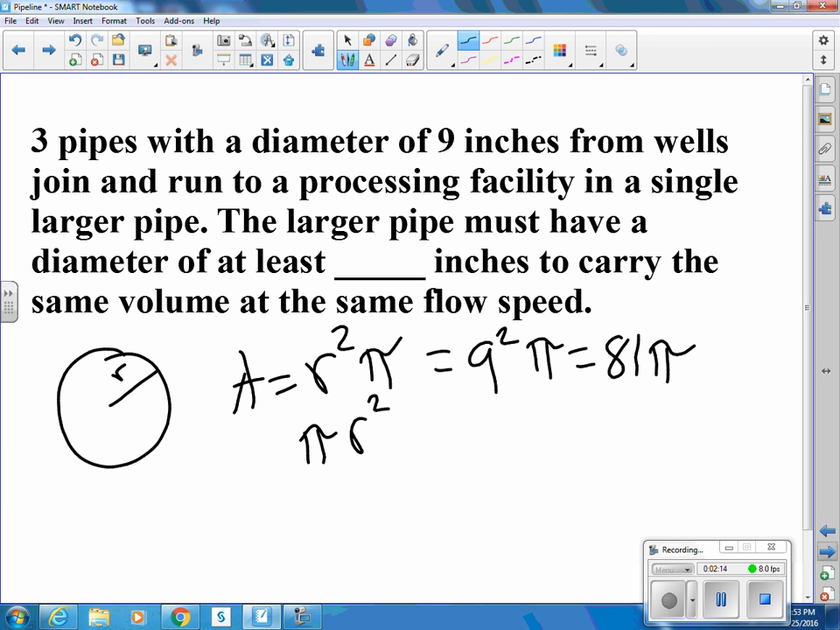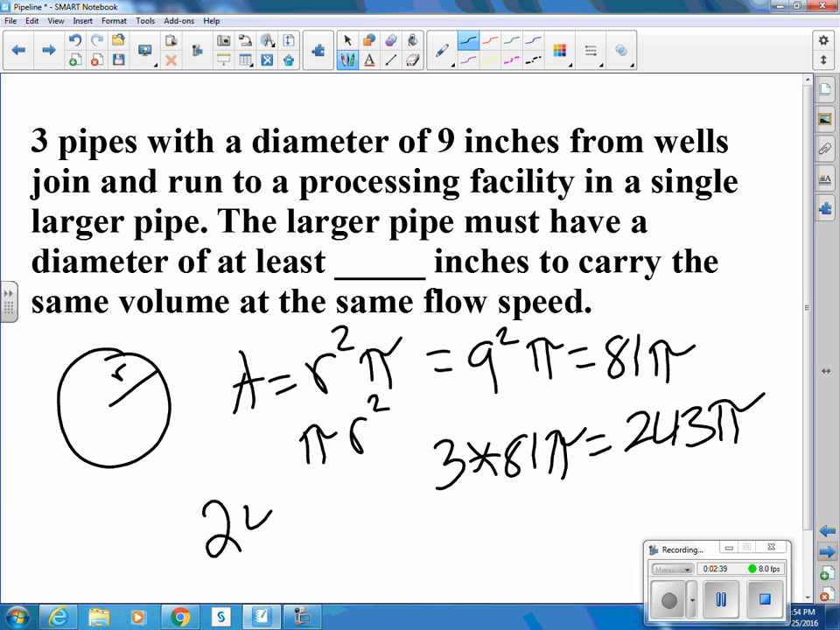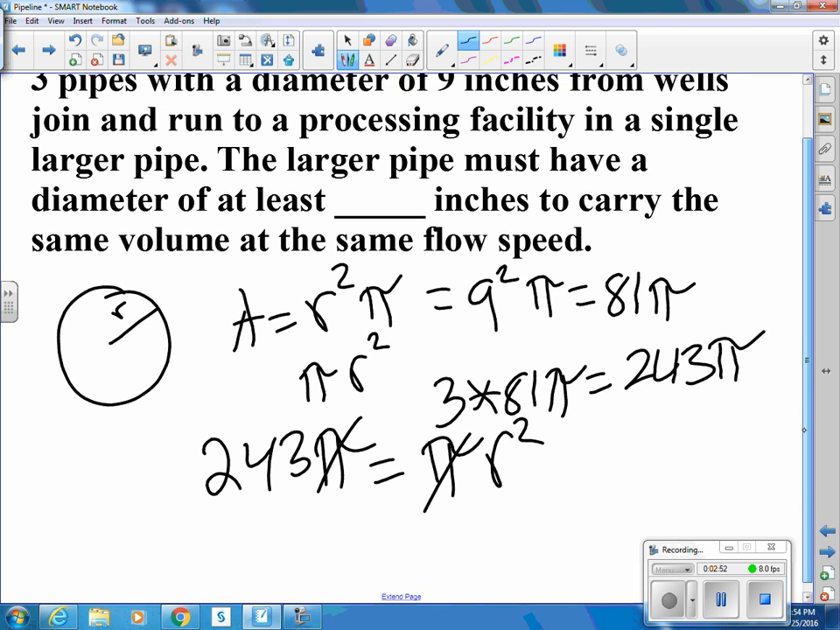Then there's 3 of those, so 3 times 81 pi is equal to 243 pi. Well, the area of the larger pipe is still going to be pi r squared. And so we know that 243 pi equals pi r squared. So divide both sides by pi, and r squared equals 243, so r equals the square root of 243.